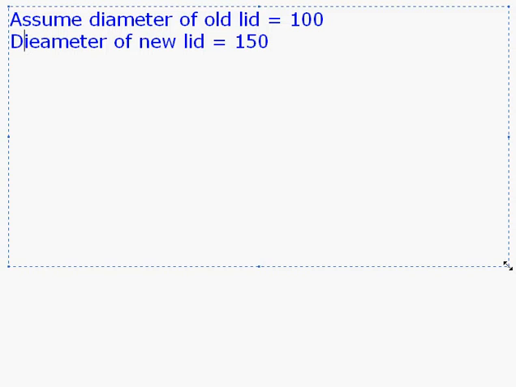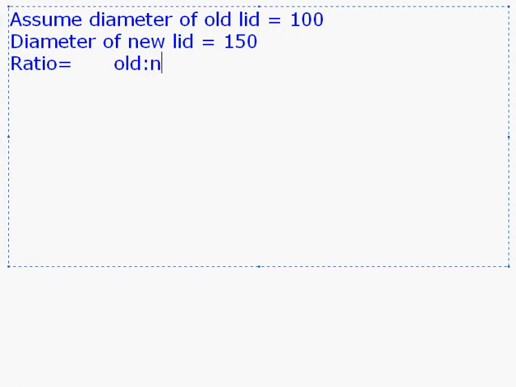So the ratio of diameter for the old and new lid will be 100 is to 150, that is 10 is to 15, that is 2 is to 3. Okay, so that's the diameter. So the area ratio for old to new will be 2 square is to 3 square, that is 4 is to 9. That will be the ratio for area.